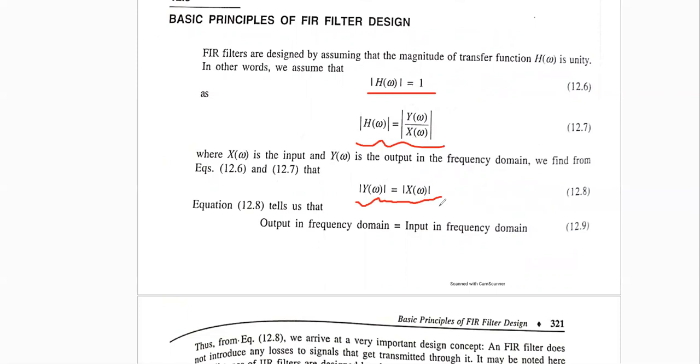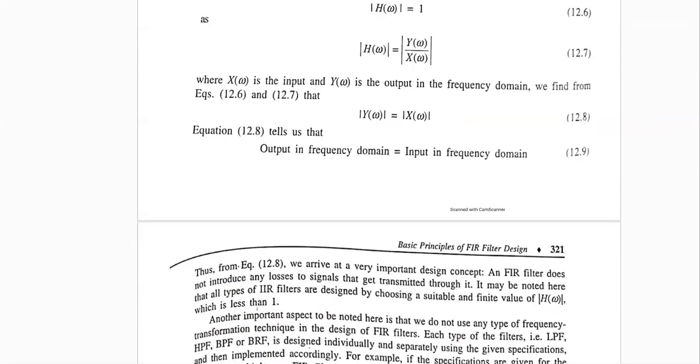In case of FIR system, it is possible or relatively possible, but in case of IIR system, in most of the cases, this value is less than 1. Maximum equal to 1, but it is less than or equal to 1. In case of FIR filter, we can make the magnitude equal to 1. From this analogy, we can say that the magnitude of the input is equal to the magnitude of the output for the pass band.